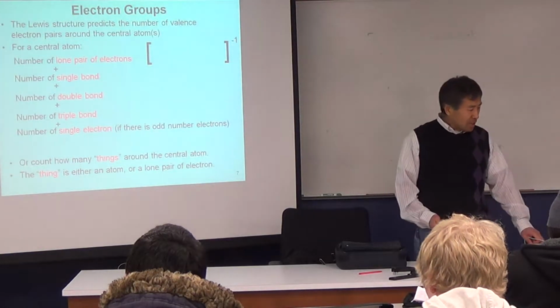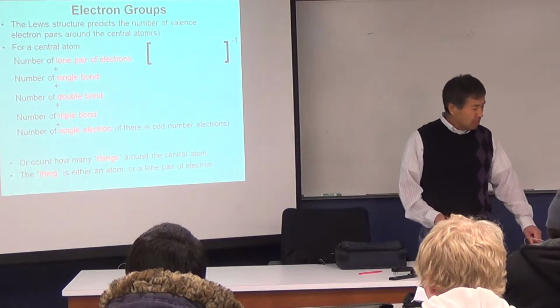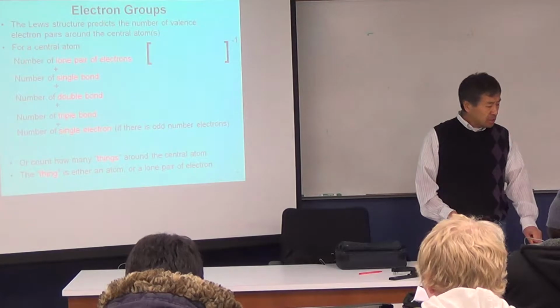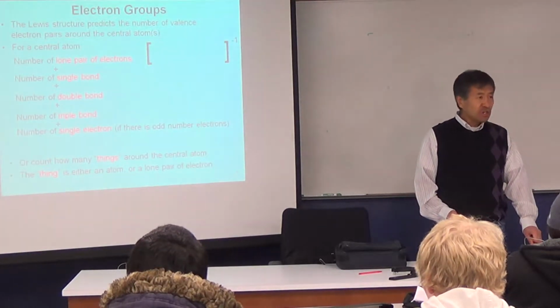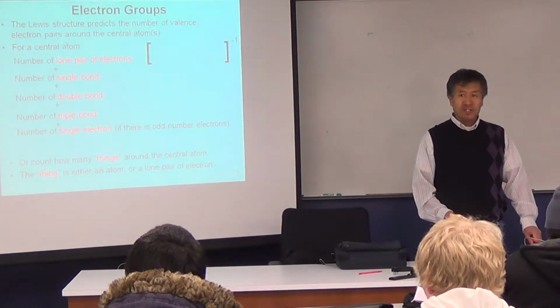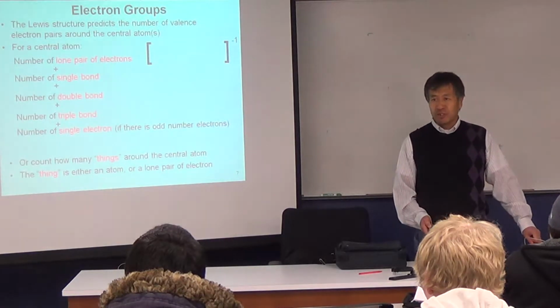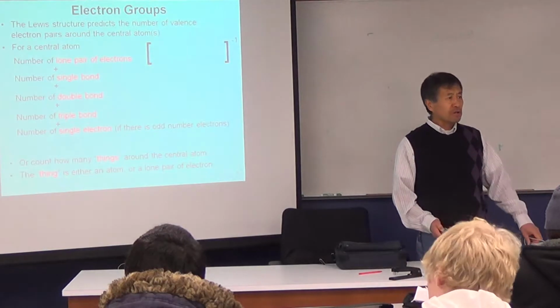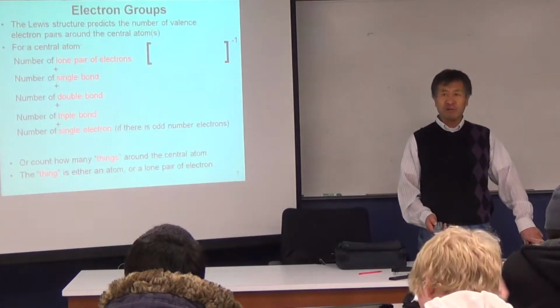So I got this other way from another professor. I saw his lecture, and he said you can just count how many scenes. And the scenes are of two types: either atoms bonding to the center, or lone pairs. So that makes your counting very simple.